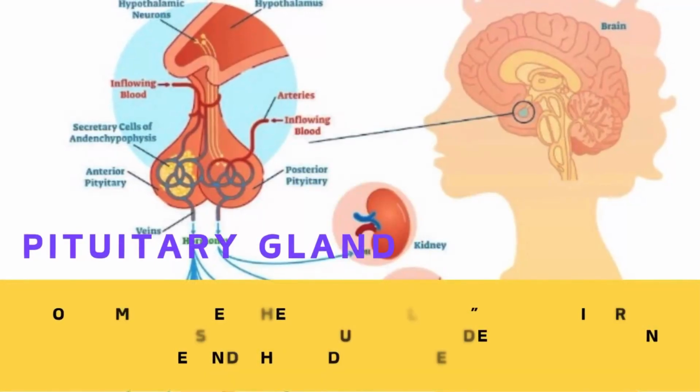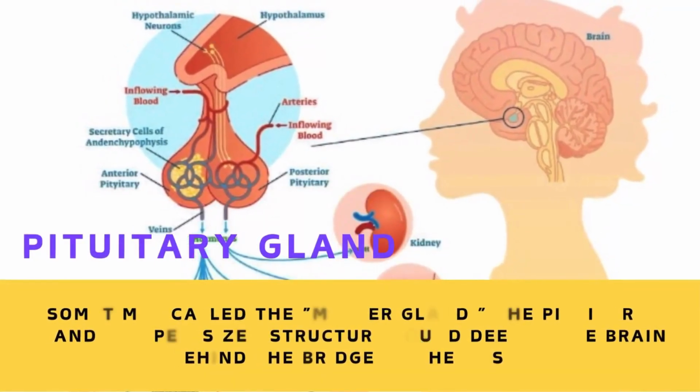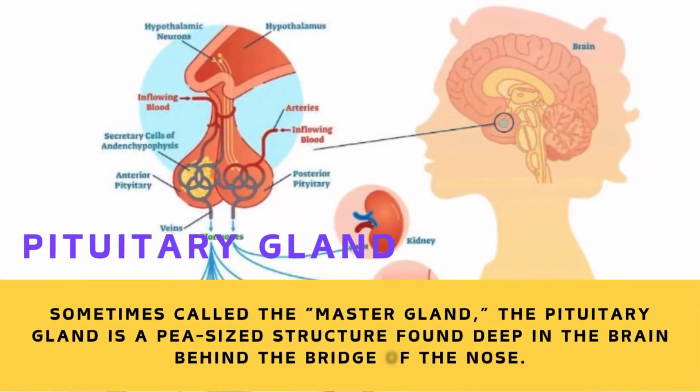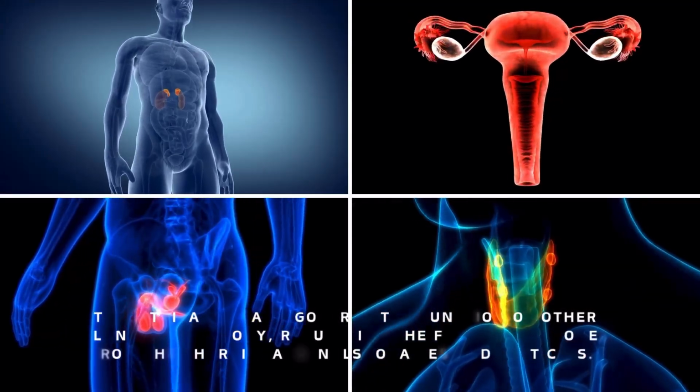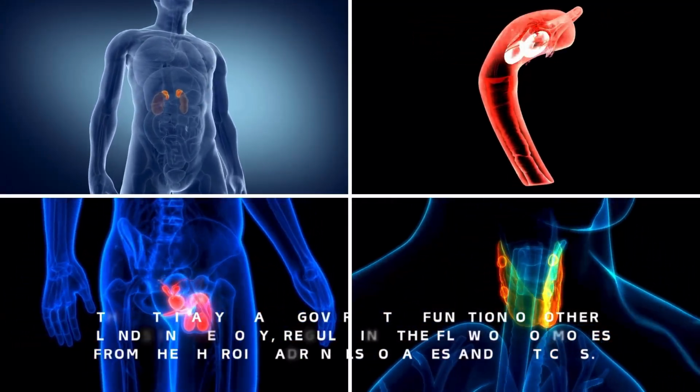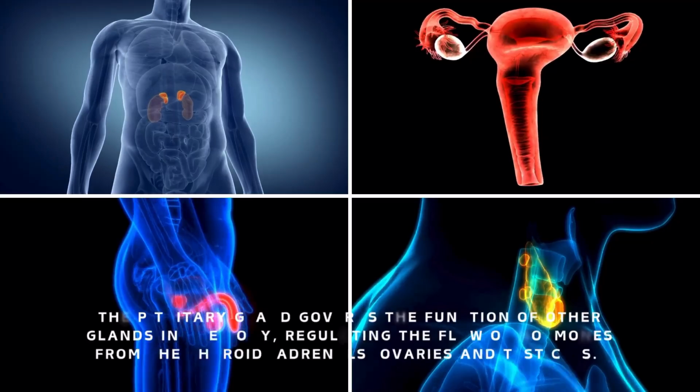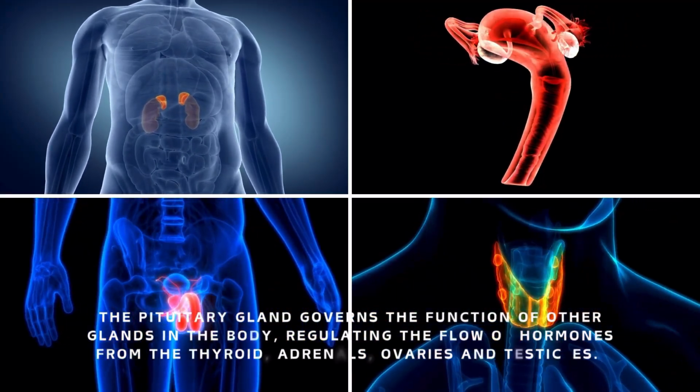Sometimes called the master gland, the pituitary gland is a pea-sized structure found deep in the brain behind the bridge of the nose. The pituitary gland governs the function of other glands in the body, regulating the flow of hormones from the thyroid, adrenals, ovaries, and testicles.